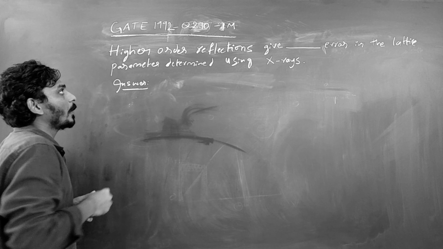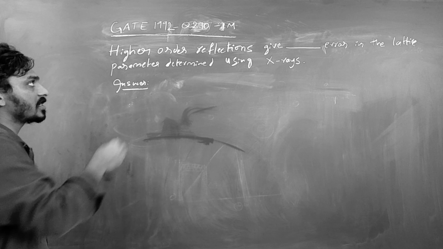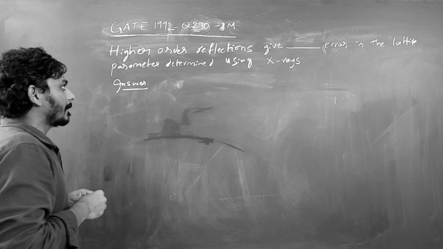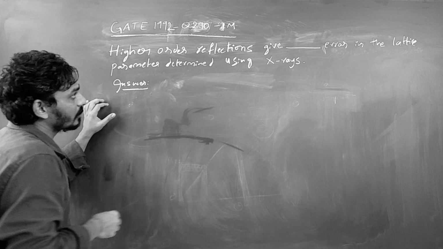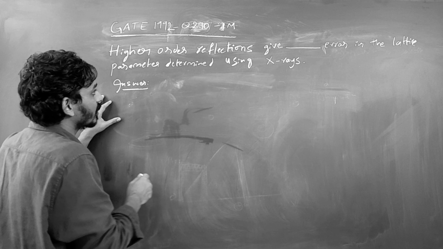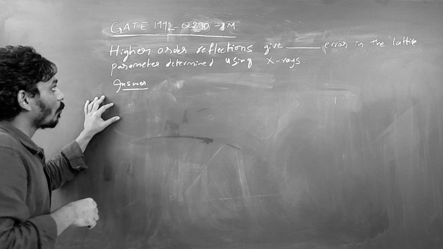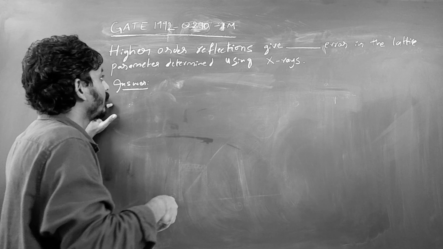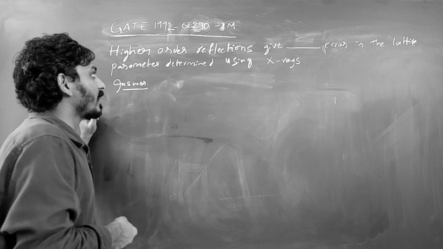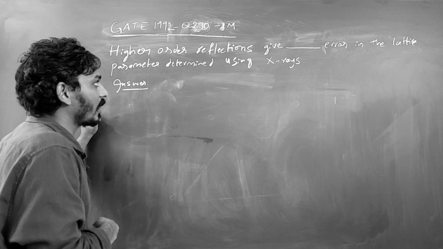So let us see question number 2.10 from GATE 1992. It's a 1 mark question from XRD. Higher order reflections give dash error in the lattice parameter determined using X-rays. So basically he is asking us to find what happens to the lattice parameter finding error when you are using higher order reflections than your lower order reflections.